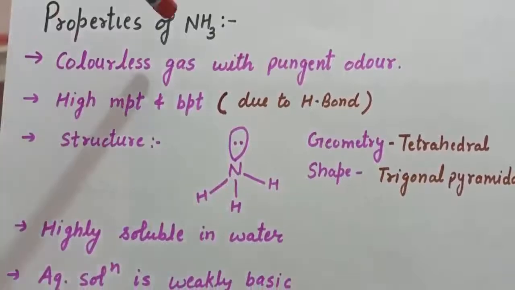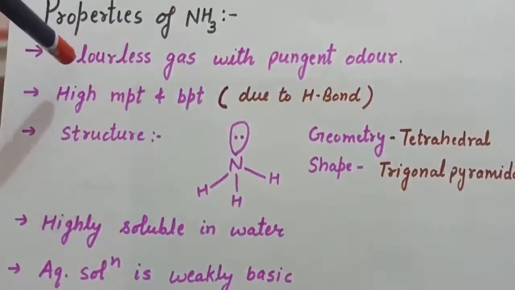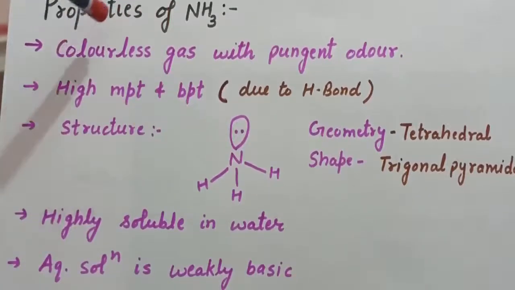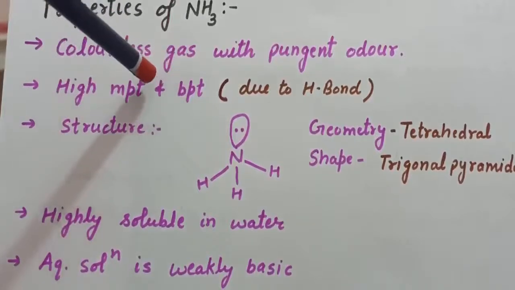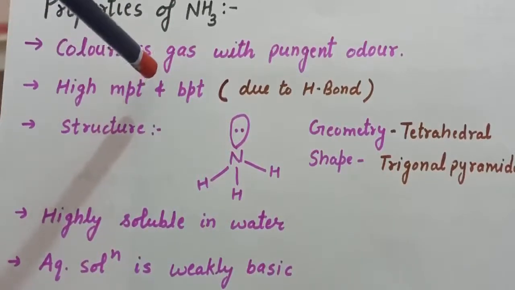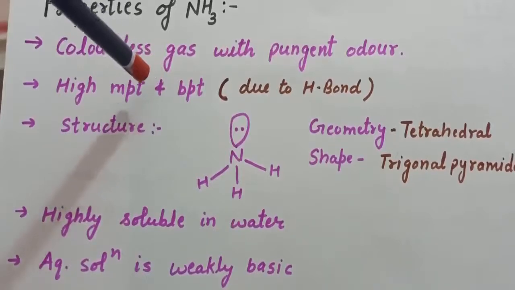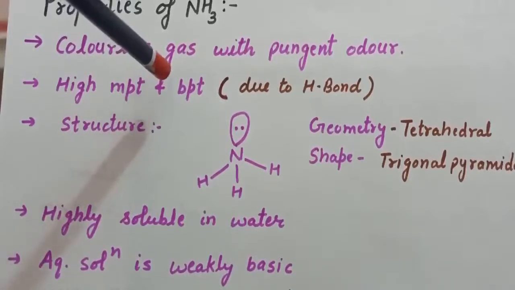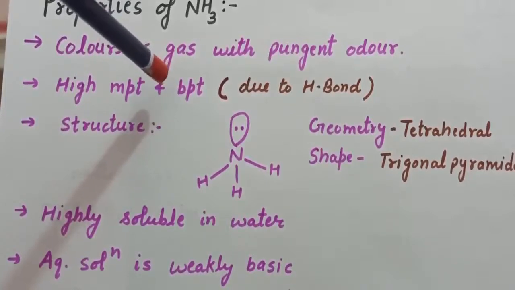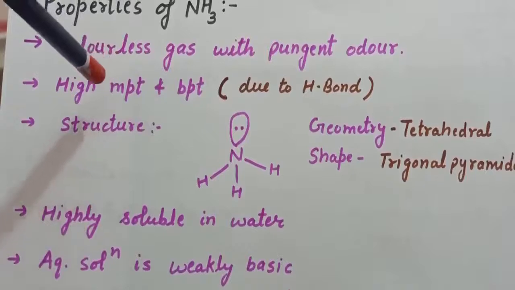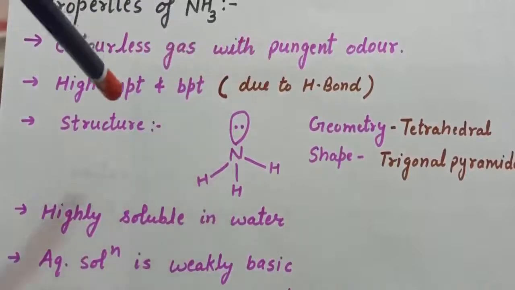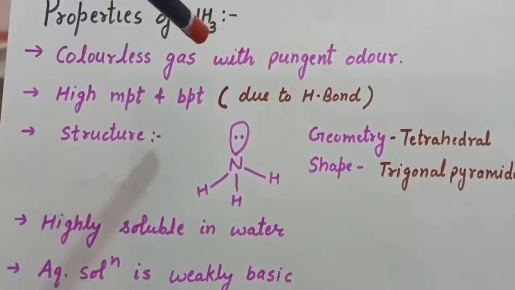Next we have the properties of ammonia. The first property is that ammonia is a colorless gas with a pungent odor, and it has a high melting and boiling point. The reason is that ammonia in the solid and liquid state is associated through hydrogen bonds. Just as in the case of water, the bond between the molecules of water is a hydrogen bond. Similarly, in ammonia we have hydrogen bonds, and due to the presence of hydrogen bonding, the melting point and the boiling point are high for ammonia.